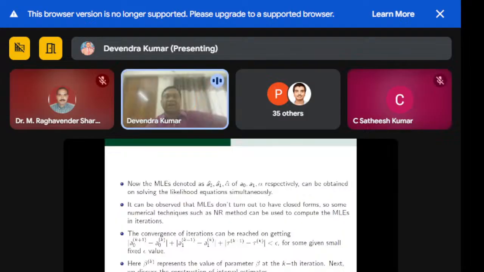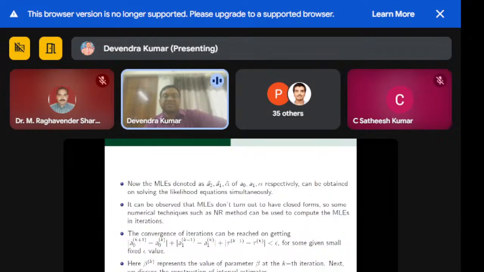So it can be observed that the MLEs do not turn out to have a closed form. So some numerical techniques such as the Newton-Raphson method can be used to calculate the MLEs in iterations. And the convergence of iteration can be reached on getting this mathematical expression less than epsilon, for some given small fixed epsilon value. Here beta k represents the value of the parameter at the kth iteration.